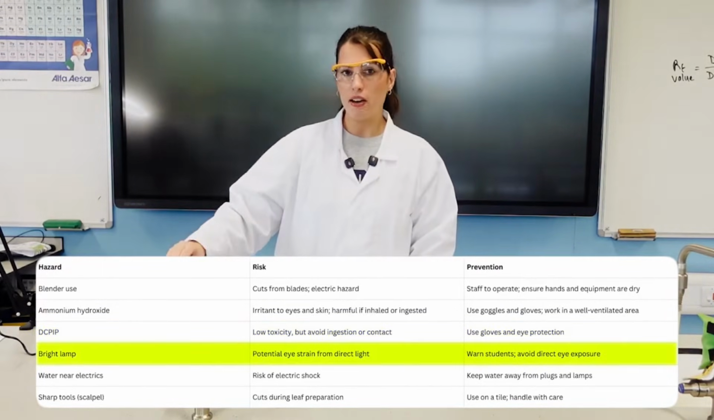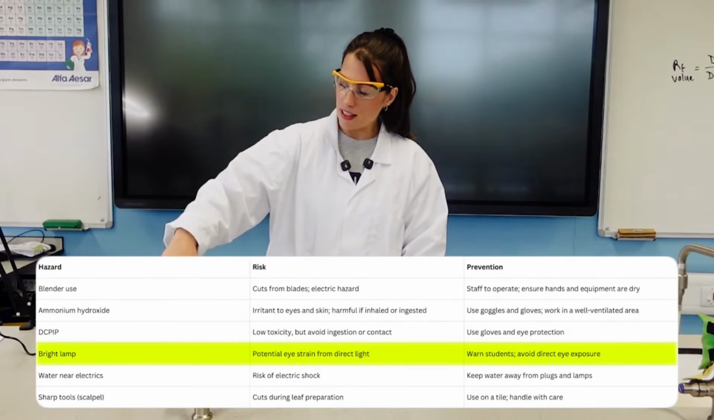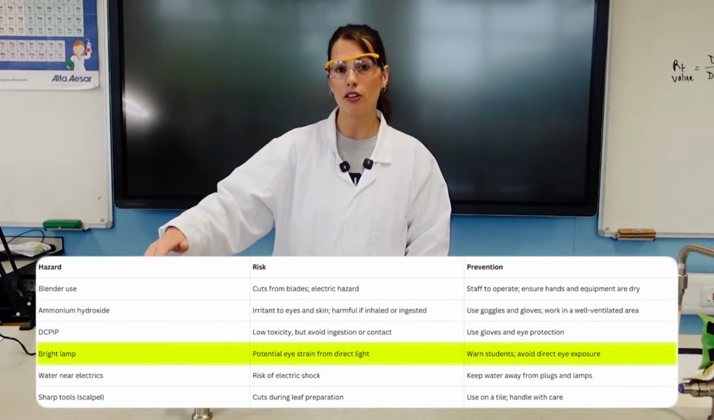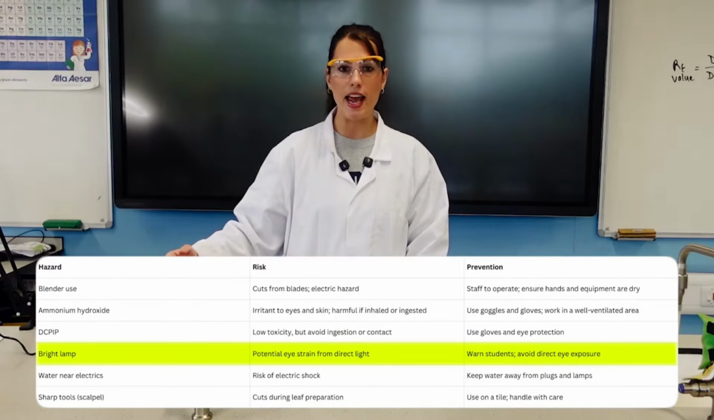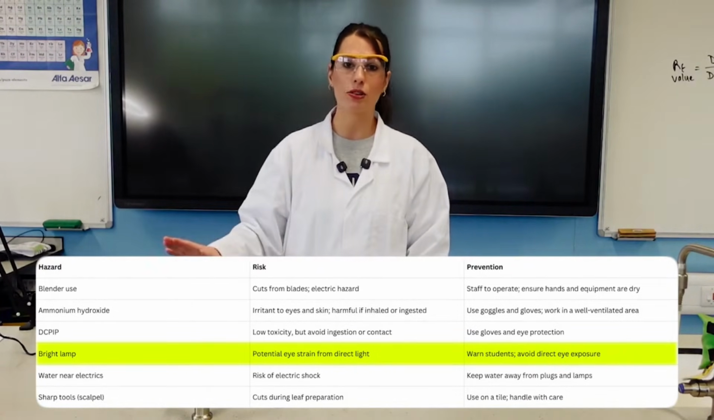We are using a bright light, and depending on whether you've got an energy efficient light bulb, you can find that these metal bits on the outside can get incredibly hot and cause burns. Just make sure if you can get an energy efficient light bulb. If not, make students aware of that. Do not touch it because it will be incredibly hot.